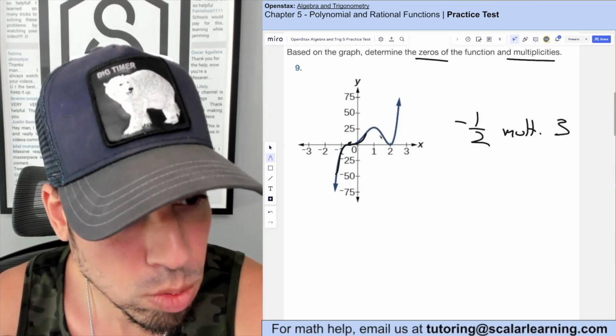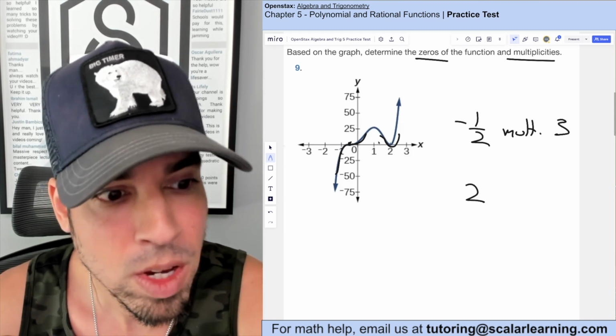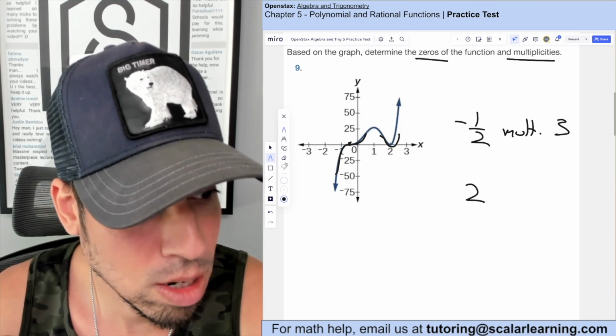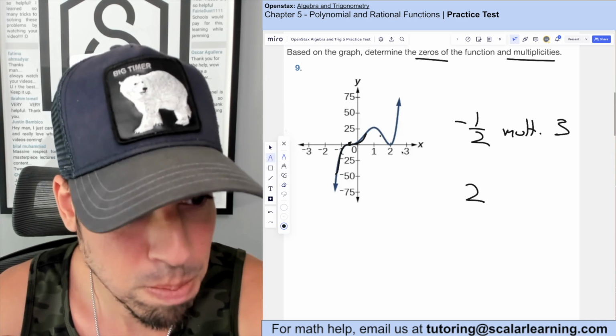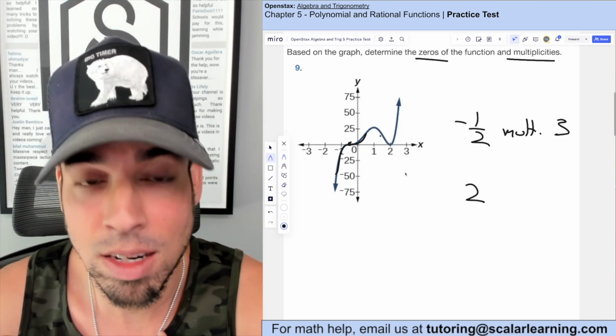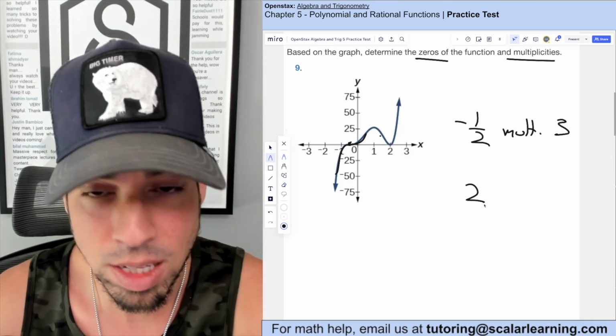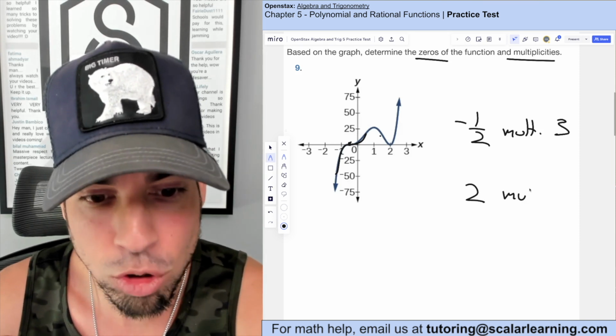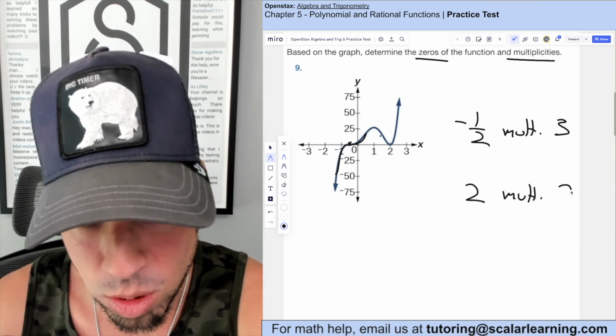And then what about this one? We have another 0 at 2. So that is good. But now when we're talking about the multiplicity, it's bouncing, which means it's not an odd multiplicity. It's an even multiplicity, like 2, 4, 6, 8. And we'll just roll with the lowest of those, which is a multiplicity of 2.